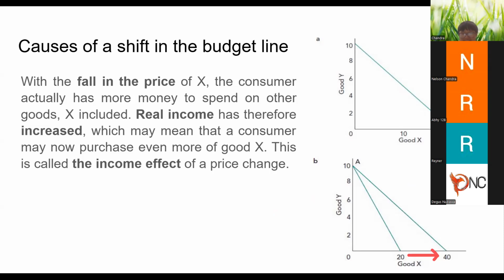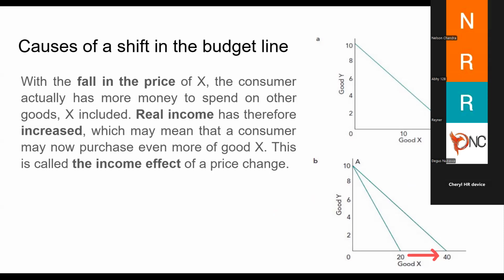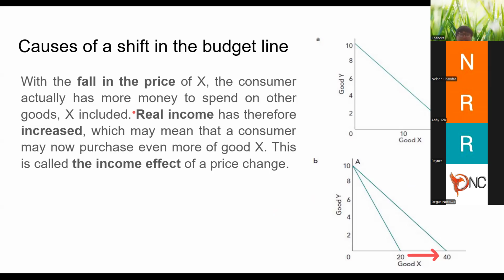And that follow-up effect is called income effect. What is income effect? As you are going to have a fall in the price of X, that means that overall your budget will increase. And when your budget increases, that means that overall the consumers will be able to purchase more of both goods X and goods Y.